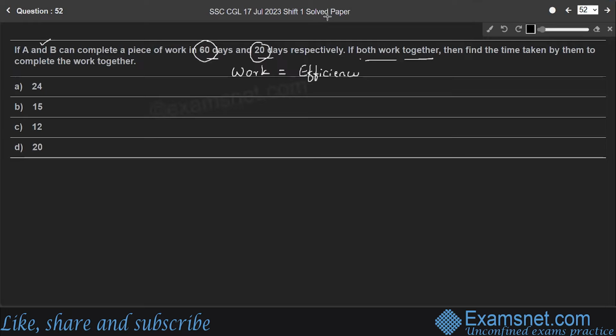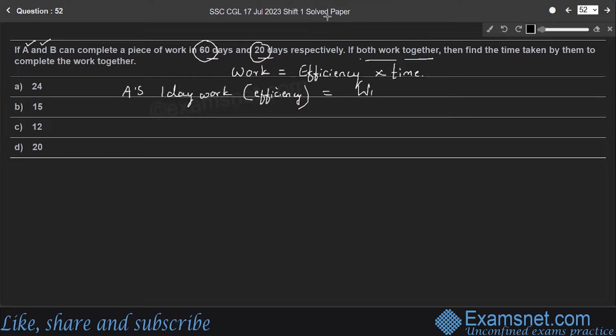Efficiency means one day's work. Work per unit time is called efficiency. Here A can complete a piece of work in 60 days. Therefore, A's one day work is total work by 60, which is nothing but efficiency. We can consider it as efficiency, total work by 60.